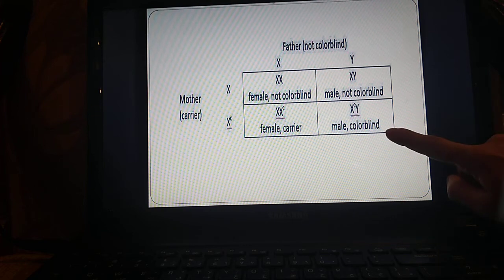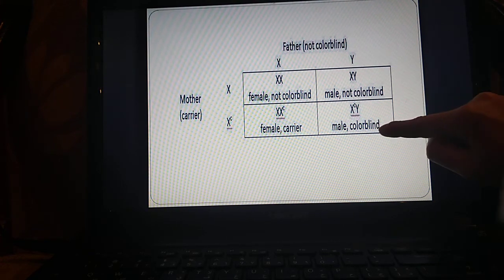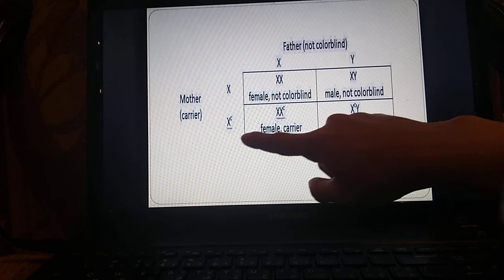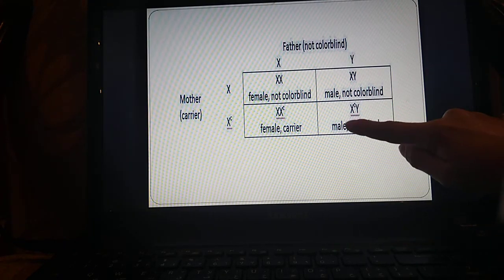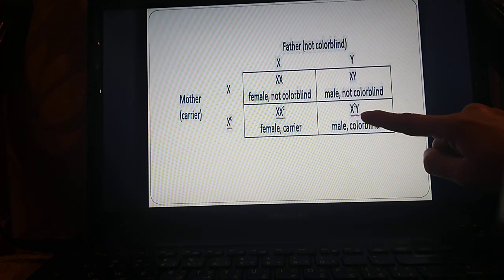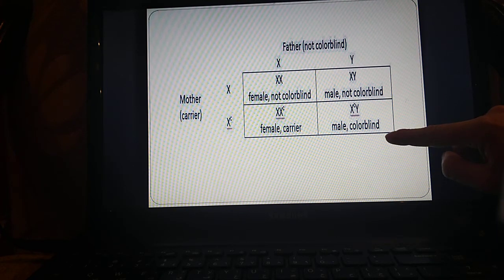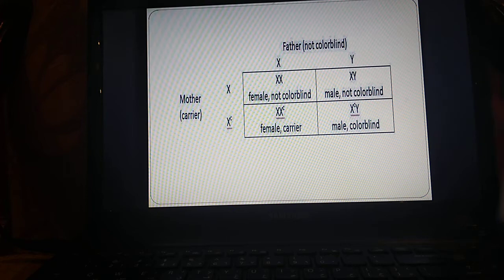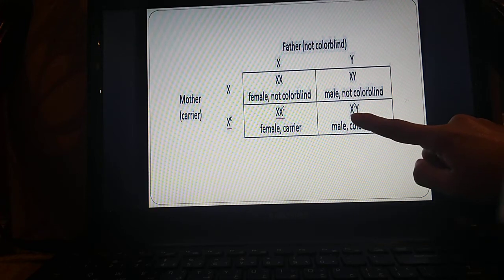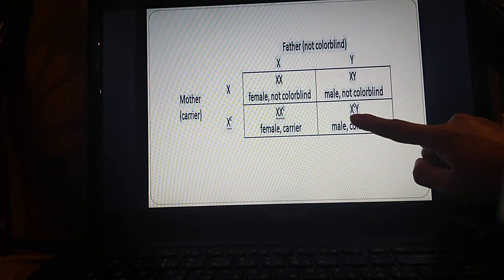In the last box, what do we have? We have the Y allele from the father and the XC allele from the mother. XCY. This means a baby boy, but this baby boy is colorblind. Why? We have this allele, the C allele on the X chromosome. هذا الأليل المسؤول عن الإصابة بالمرض.